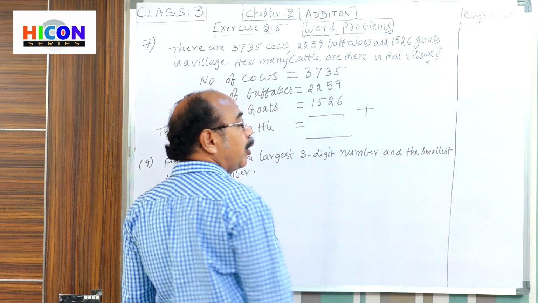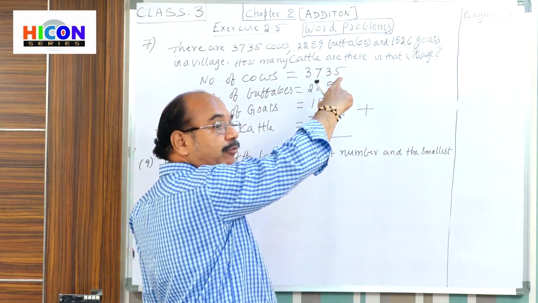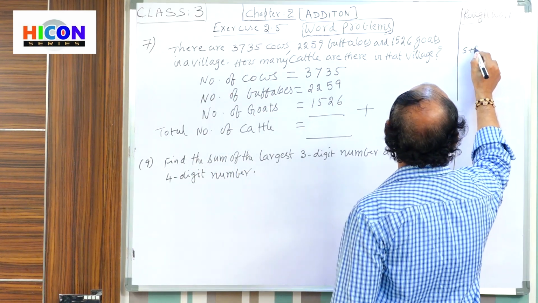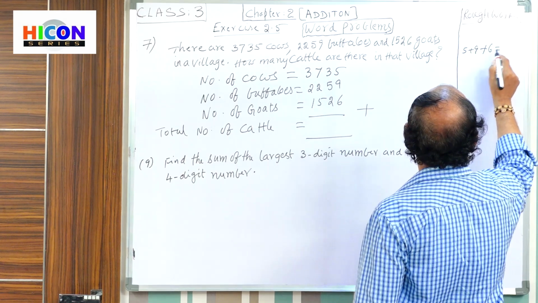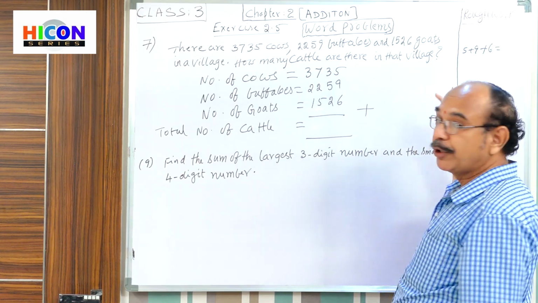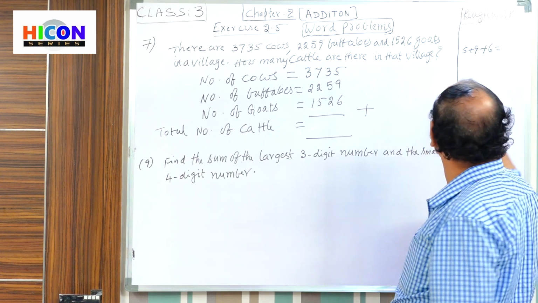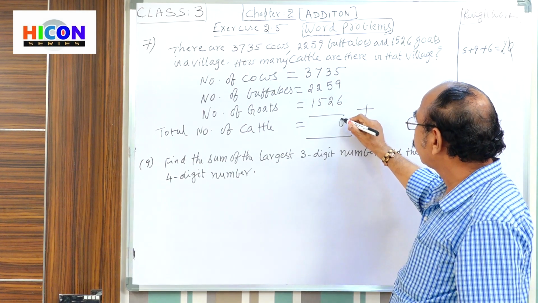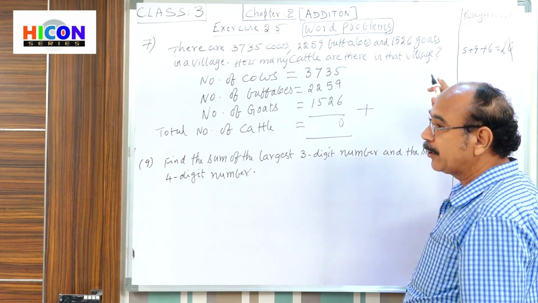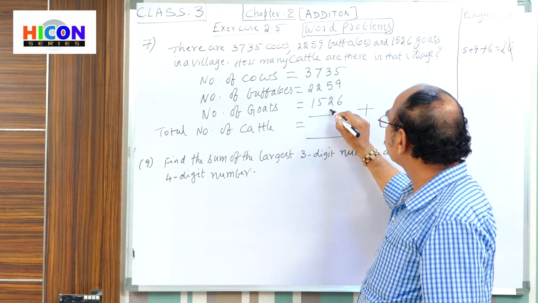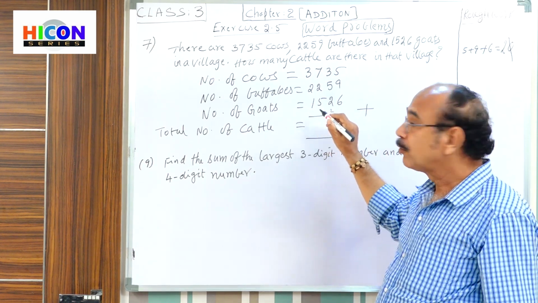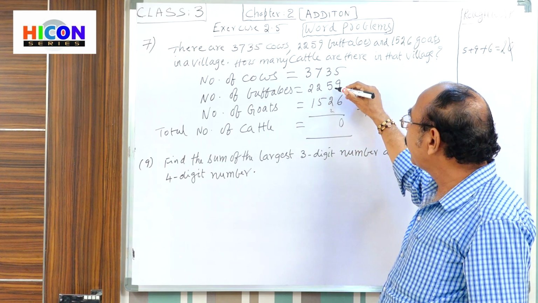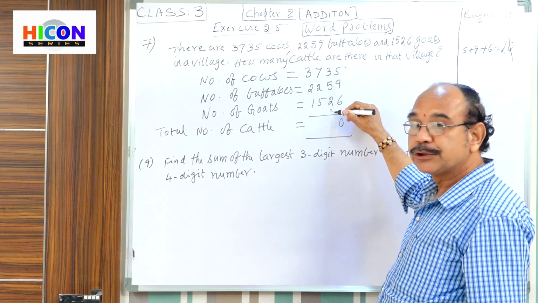Addition work we show in the margin. Add the digits in the ones place. 5 plus 9 plus 6. 9 plus 6 is 15. 15 plus 5 is 20. Strike off 0, write it in the ones place. Now that 2 is carried to the tens place. Now add 3 plus 5, 8. 8 plus 2, 10. 10 plus 2, 12.